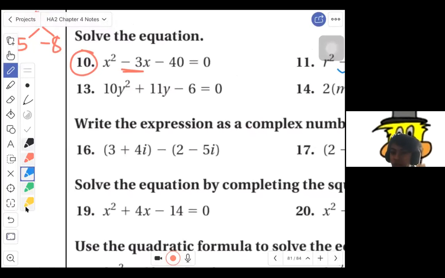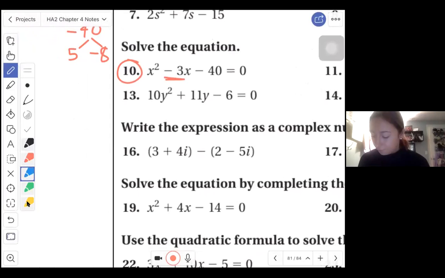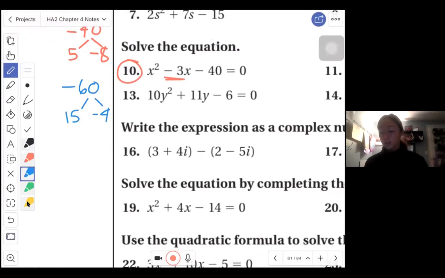I factored this one. Yeah, Valerio, what factors did you get? 15 and negative 4. Yeah, so if you didn't see that it factored, you could use the quadratic formula and you would still get the same answer. But we could actually factor this one. So that'd be negative 60, and then factors of negative 60 would be 15 and negative 4 to add to positive 11.